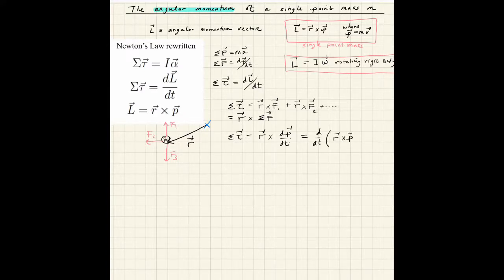Now, that's not obvious, so let me prove this to you. And I'm going to do that by looking at just the time derivative of r cross p. And using the chain rule, I'm going to act with the derivative first on the first vector, and then second on the second vector.